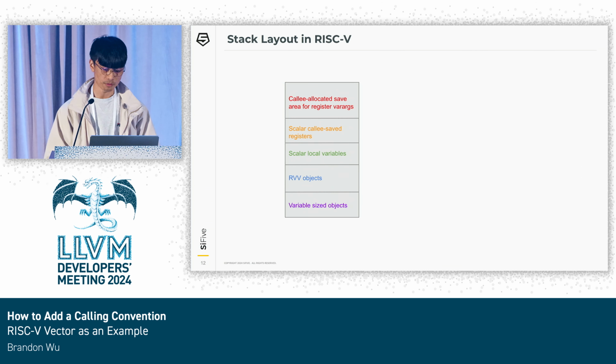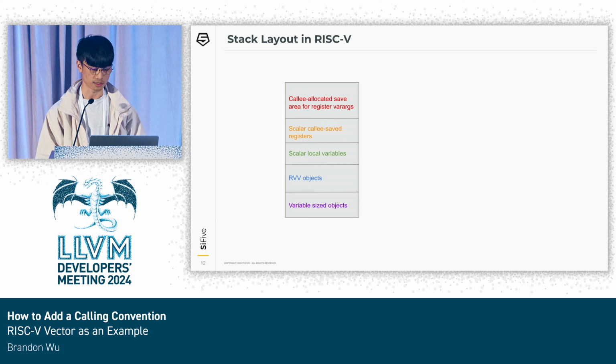And every function maintains its own memory space during the call, which is known as the call stack. Here is the stack layout of RISC-V. As you can see, there are 5 sections in total. From top to bottom, we have callee allocated area for variable arguments, scalable callee saved registers, scalable local variables, RISC-V objects, and variable size objects. And I'll describe them in detail in following slides.